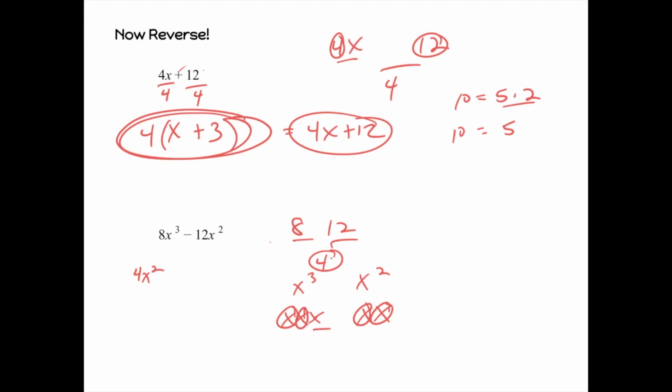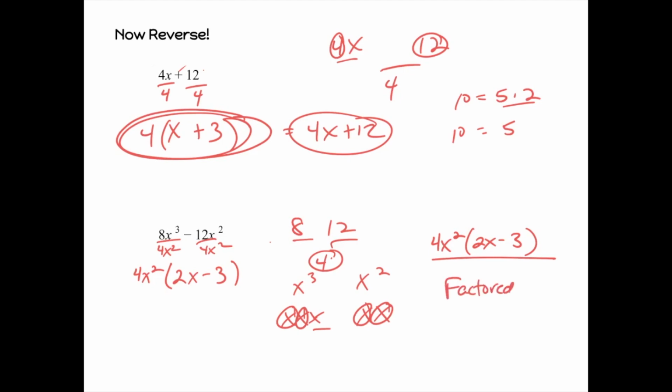So what we'll do with that is we will put that on the outside. Then we'll go back up here and we'll divide each part by 4x squared. So 8 divided by 4 is 2. x cubed divided by x squared is x. On the right side, 12 divided by 4 is 3. x squared divided by x squared is 1. So we get 4x squared times (2x minus 3). That is the factored form, because 4x squared times (2x minus 3), if we distributed that, would give us 8x cubed minus 12x squared. Okay, so when we factor, we go in reverse. We look for a common factor, we divide it out.